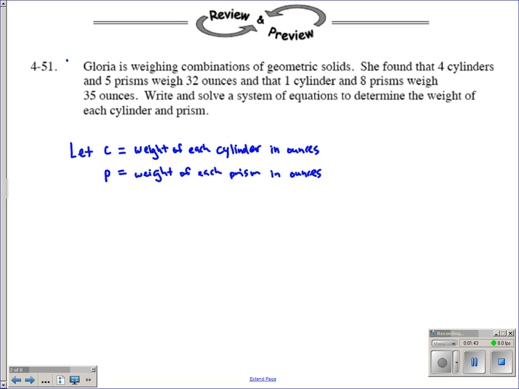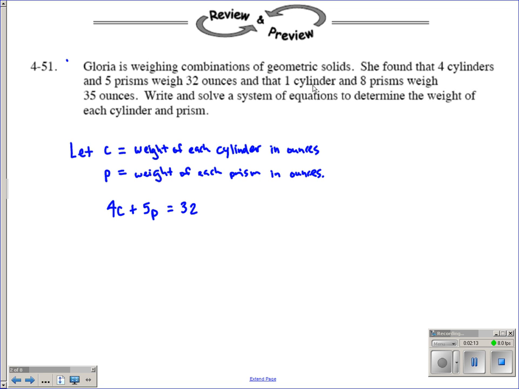So we need to come up with a couple equations here. They gave us some facts. They said that 4 cylinders and 5 prisms weigh 32 ounces. So if we take 4 times the weight of each cylinder, that would be 4C. And we're adding to that the weight of 5 prisms, plus 5P, should equal 32.